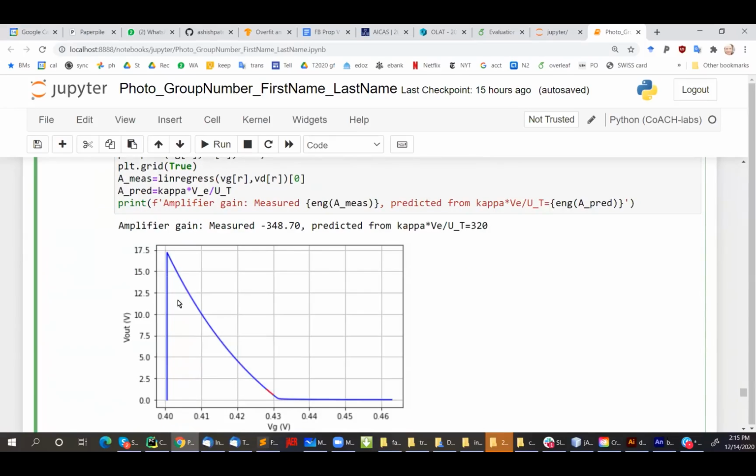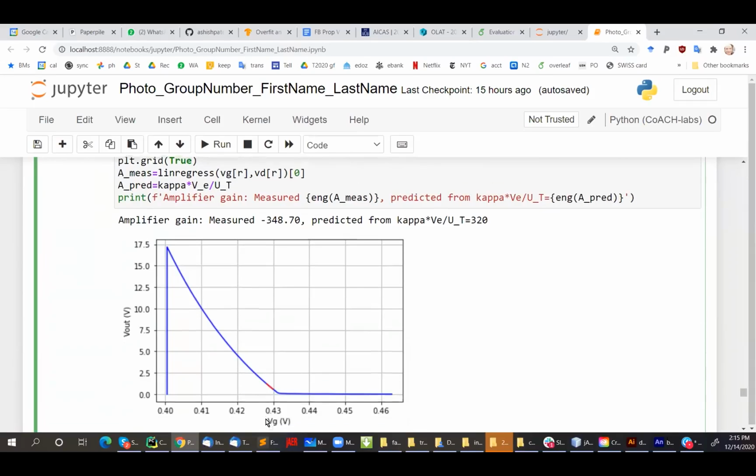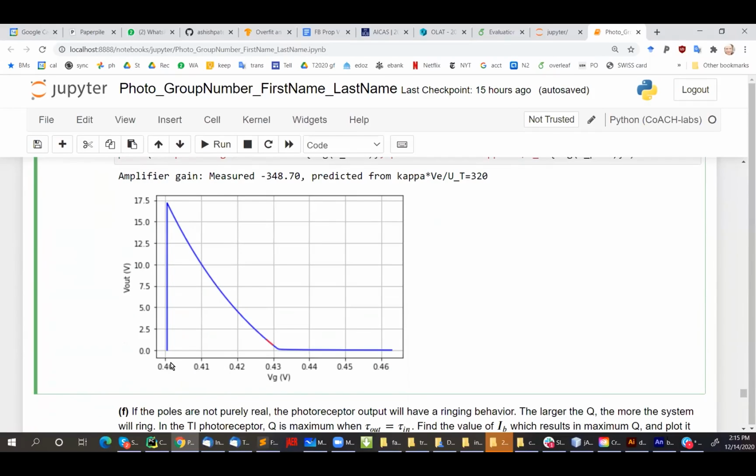So here's the plot of the output voltage, V out in volts, versus V in, VG in volts. So this goes from 0.4 to 0.43 volts. It only goes 30 millivolts. And this output voltage goes 17 volts. That's a really big voltage, right? Remember, there's no VDD, so the voltage can go up to like 1,000 volts here, right?